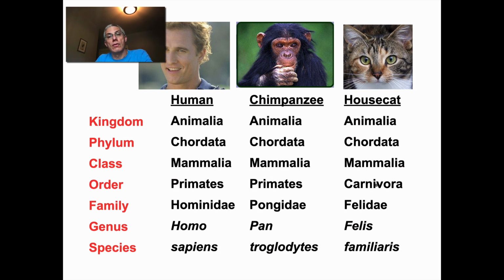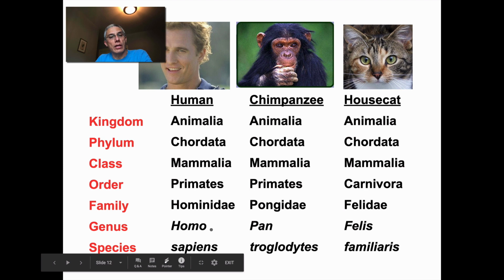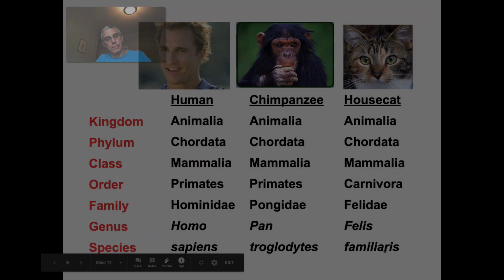The house cat falls into the order Carnivora. For the family, this is when things start to separate a bit more. So Hominidae, Panginae, Felidae, they each have different families. Again, the genuses are different: Homo, Pan, and Felis. And then, of course, for humans, sapiens is the species, troglodytes is going to be the chimpanzee, then familiaris is going to be the species for the house cat.